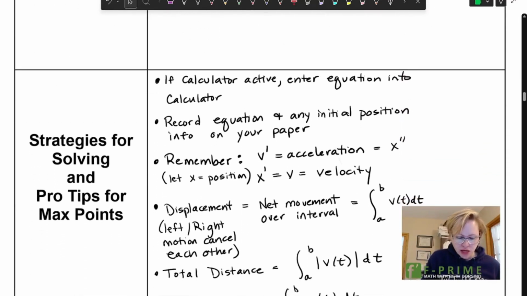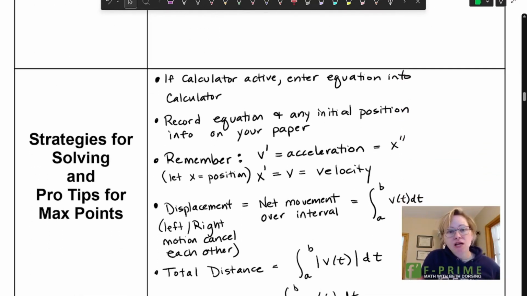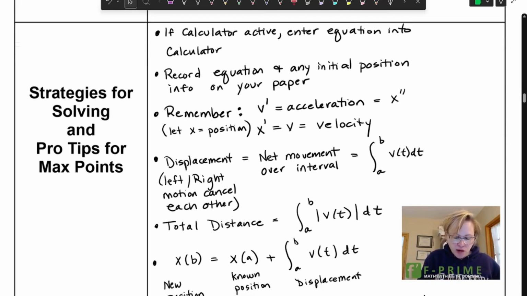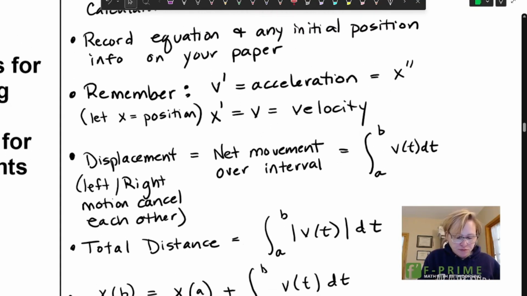Well, my first steps are going to start out with, if it's a calculator active question, make sure that you type the equation in its entirety into the calculator. Whether you're using a TI-84 and you go to Y1, take your time, type it in Desmos. Don't forget to type it in as V of t equals, or whatever the equation is. Now, when you're reading it, if you're given an initial condition or initial position, make sure that you record that on your paper, record the equation on your paper, and make sure that you're recording it correctly, especially with these digital hybrid exams. A couple of reminders that V prime is your acceleration.